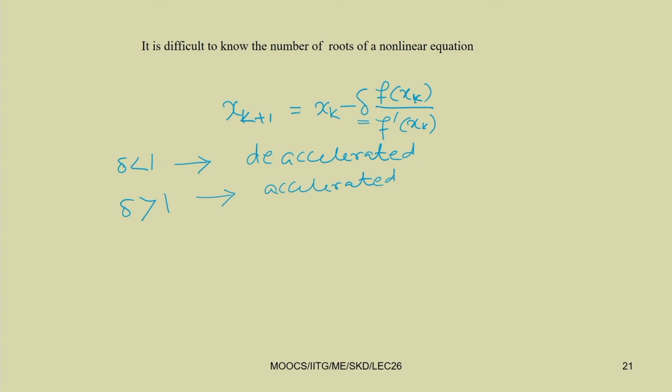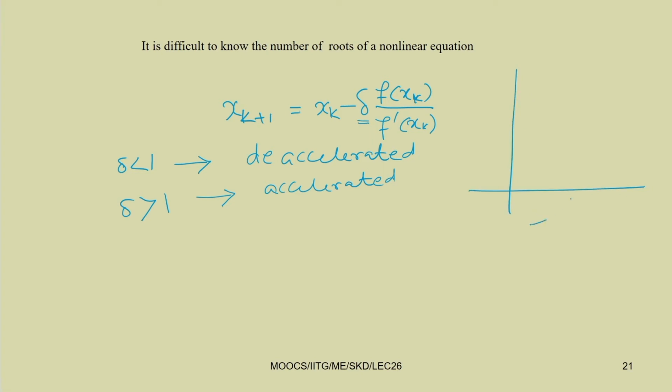But if the iteration is accelerated, sometimes it will miss some of the roots of the equation. So, we have to be careful while taking this value of delta. Sometimes it may so happen that, for example, let us take delta equal to 2. In that case sometimes it may oscillate also. So, for example, let us take this.